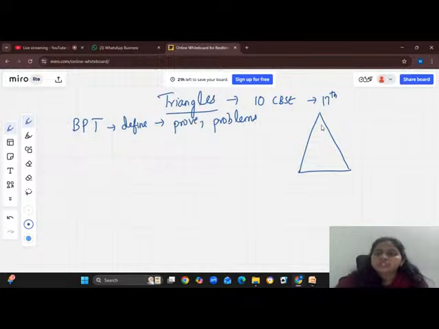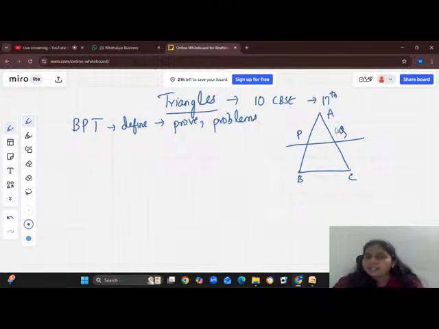So this is a triangle ABC. If a line PQ is drawn parallel to the opposite side BC, it means that AP by PB will be equal to AQ by QC. When a line is drawn parallel to one side, the other two sides are divided in proportion. This is the definition, and you have to prove it. You already have that in your textbook.